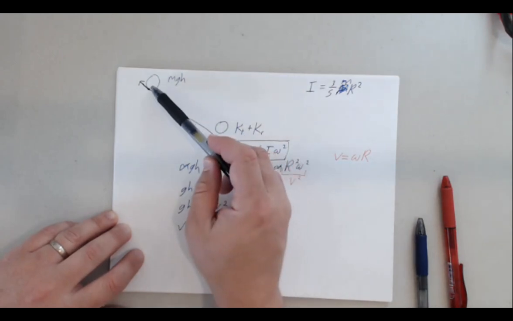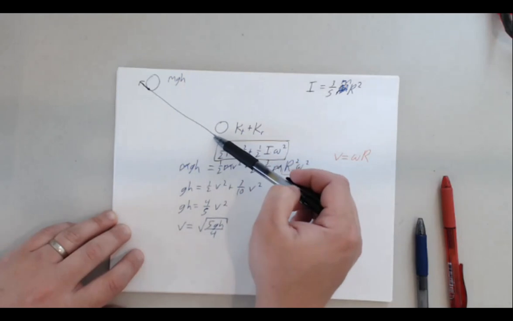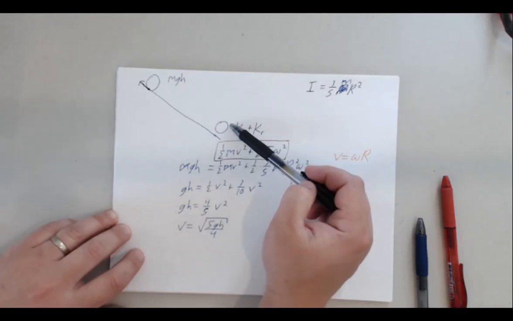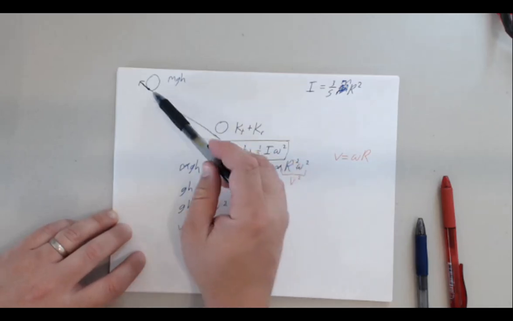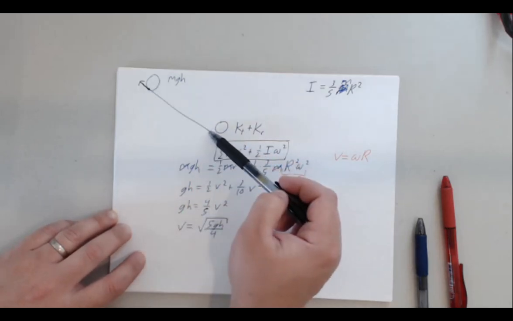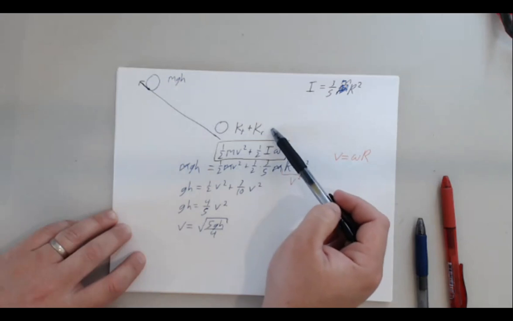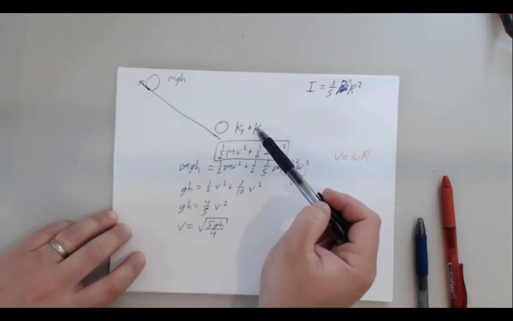Similarly, if I have kinetic friction as I slide down the hill, that kinetic friction would do negative work on the ball as it rolled down the hill, which would decrease its kinetic energy. Okay?